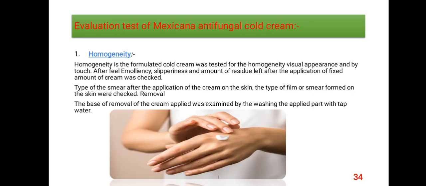After the pre-formulation study, we did evaluation tests of the Mexicana antifungal cold cream. First, we did homogeneity. The formulated cold cream was tested for homogeneity by visual appearance and by touch. After the feel, emulsiveness, slipperiness and the amount of residue left after application of a fixed amount of cream were checked. Type of smear: after application of the cream on the skin, the type of film or smear formed on the skin was checked.